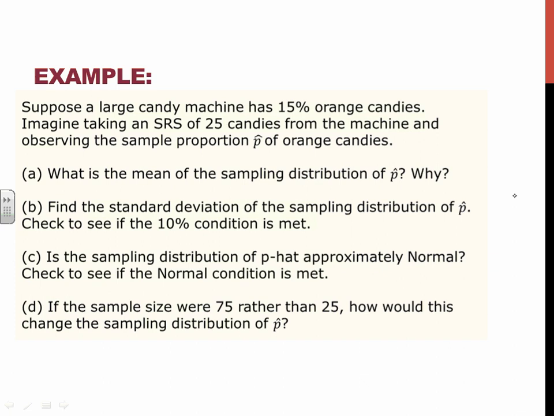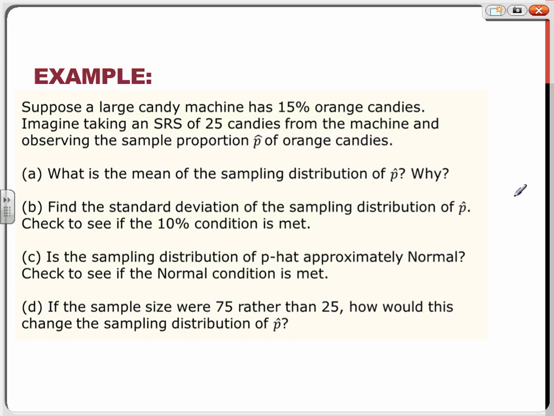So let's do an example. Suppose a large candy machine has 15% orange candies. Imagine taking a simple random sample of 25 candies from the machine and observing the sample proportion p hat of orange candies. What is the mean of the sampling distribution of p hat and why? Well, the mean of the sampling distribution of p hat is just going to be our p, and we said that was equal to 0.15.